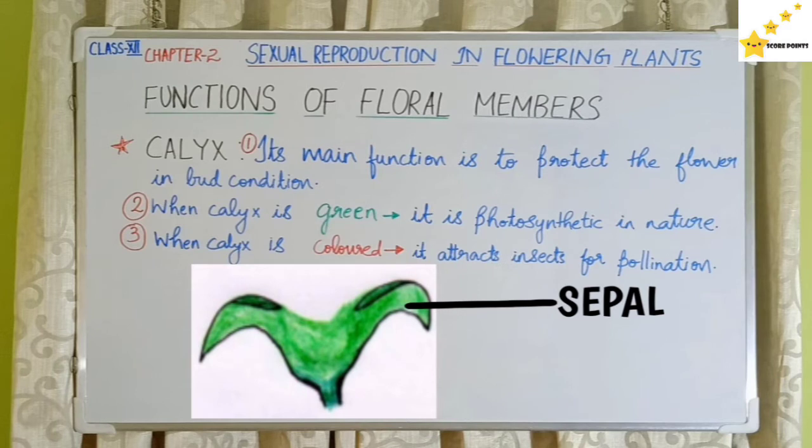Important functions of floral members. First, it's calyx. The main function of calyx is to protect the flower in bud condition. When calyx is green in color, it is photosynthetic in nature. When calyx is colored, it attracts insects for pollination. This is the important function of calyx.